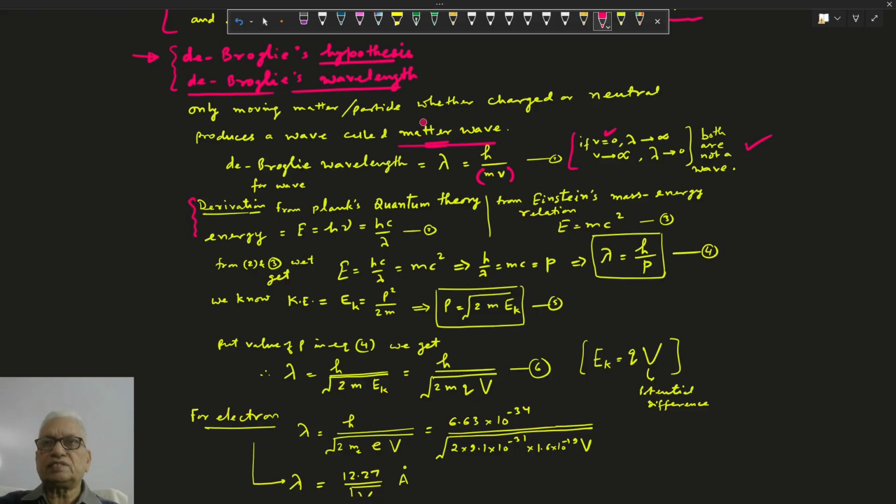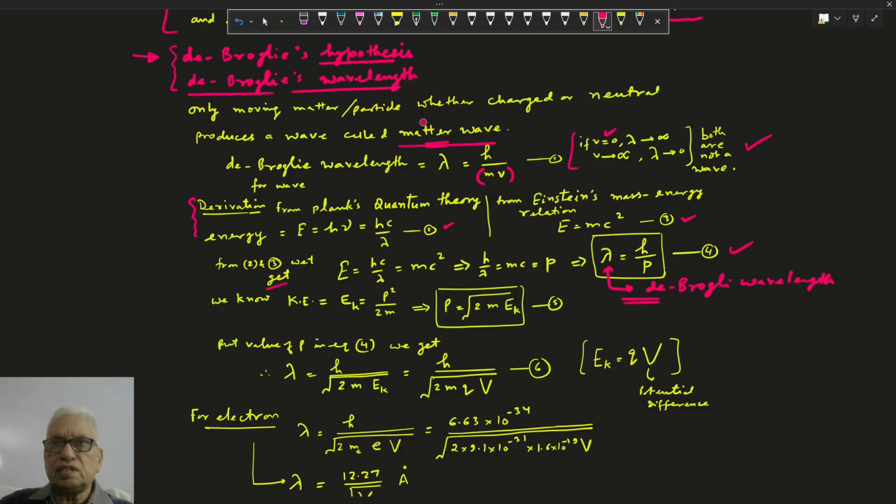Now the derivation. From Planck quantum theory, energy is h nu or hc by lambda. Einstein's mass energy equation is E equal to mc square. Both are energy, so equation 1, 2 and 3. This is equation 2, this is 3. We will equate both, then c cancels, h by lambda is equal to mc, so lambda is equal to h upon p. This lambda is called the de Broglie wavelength. It means if a particle is moving, it is producing a wave whose wavelength is given by this formula, equation 4, called the de Broglie wavelength.